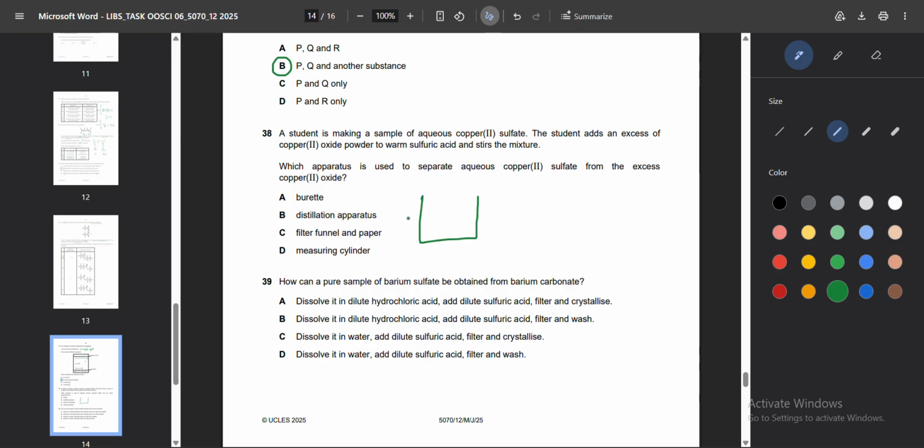So this is the beaker. It is filled with dilute sulfuric acid, and this is copper oxide. Copper oxide is a black solid that does not dissolve in water. So how are you going to separate it? The reaction will take place between copper oxide and sulfuric acid. As a result of it, you will get copper sulfate plus water.